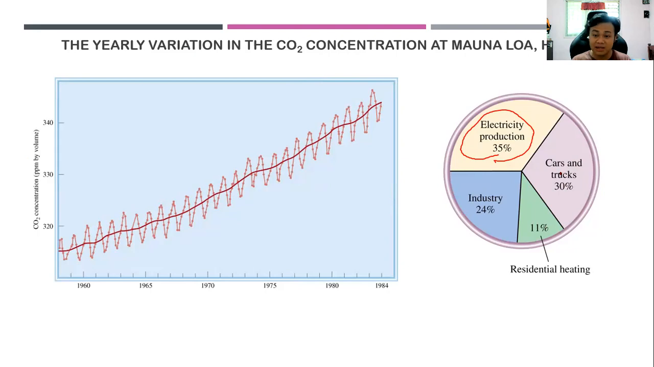Cars and trucks. So, gasoline and diesel contribute. And then residential heating. We don't have residential heating here because we don't have winter. But in the US, they have winter, so they heat their homes through heat pumps. And then industry. There are many processes in industry that require energy, and we contribute to the overall rising trend of CO2.